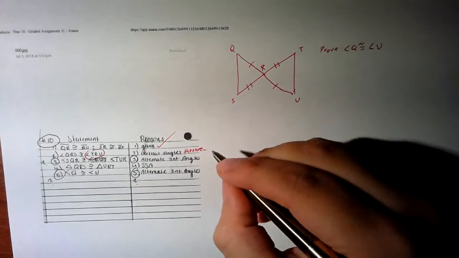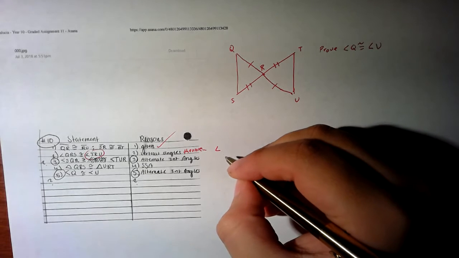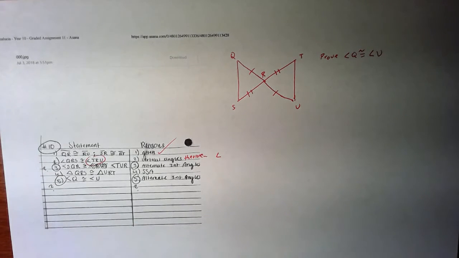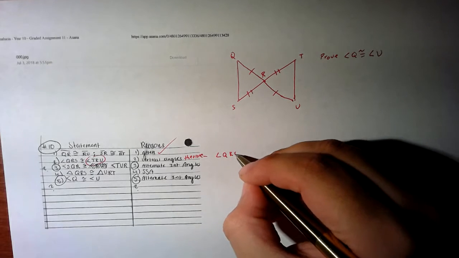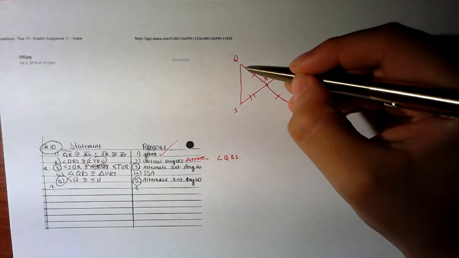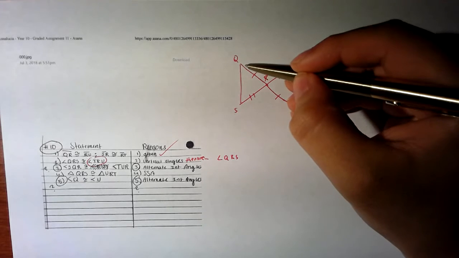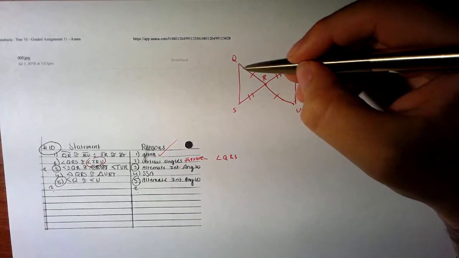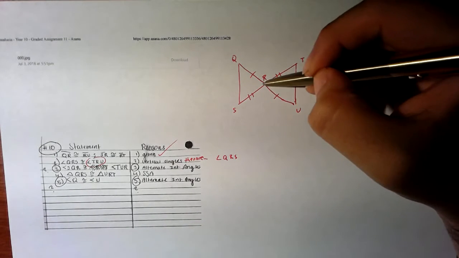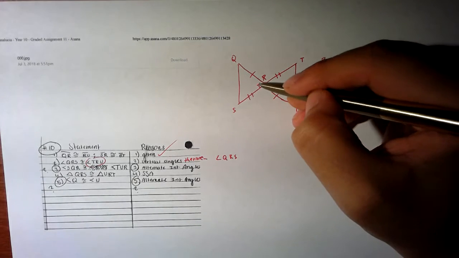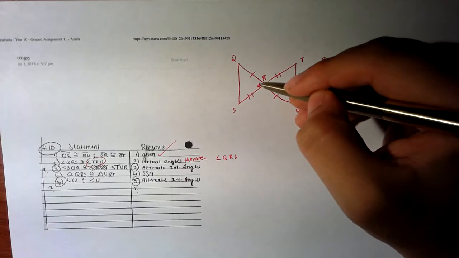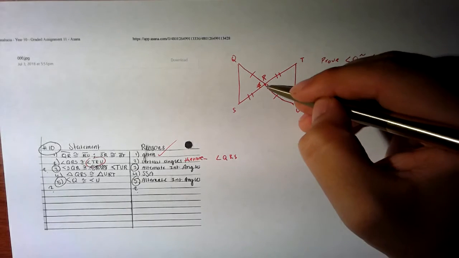So make sure that when you're naming things, you're writing them in the correct order. So if this is QRS, we have to go in the same order. So think about it like this. Here we have QRS, right? That means that on this side, and by the way, that's correct, those are vertical angles. So I'm going to write it right here. It's congruent to this one.